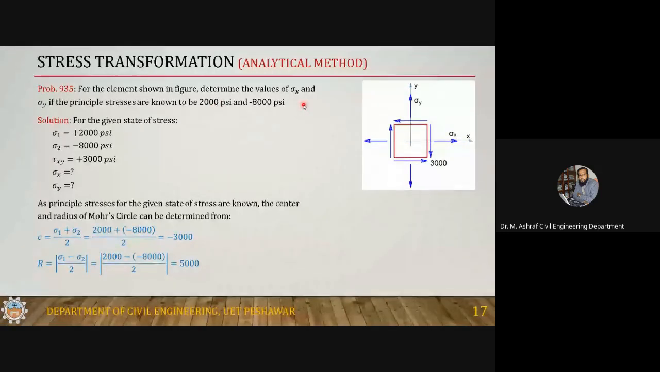So if the principal stresses are known to you, you can draw the circle.